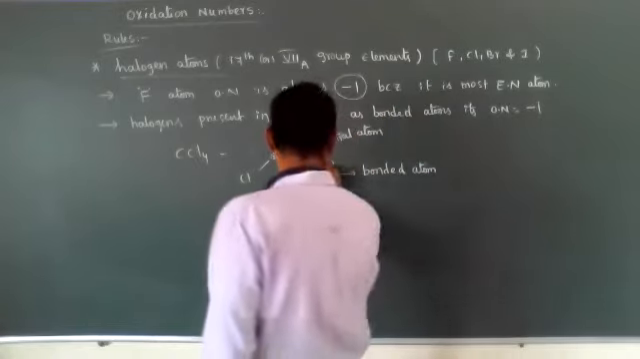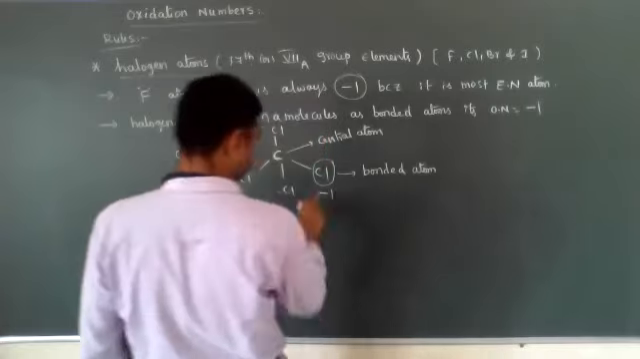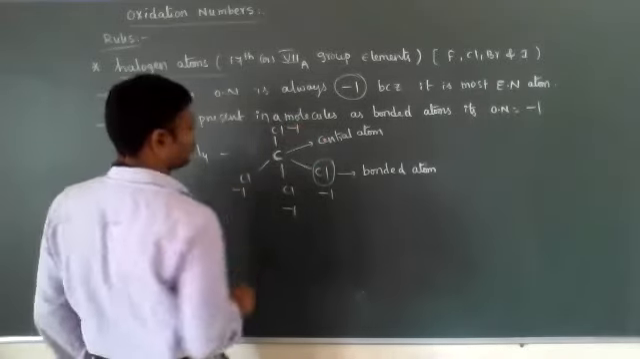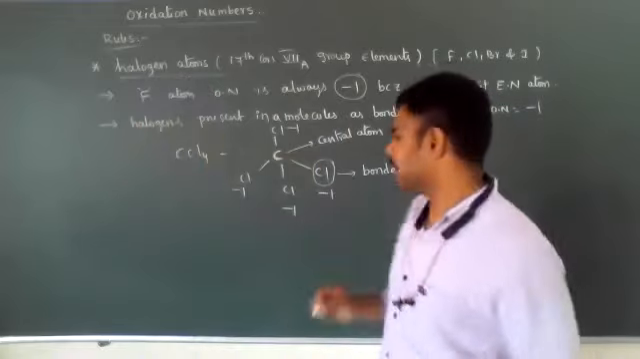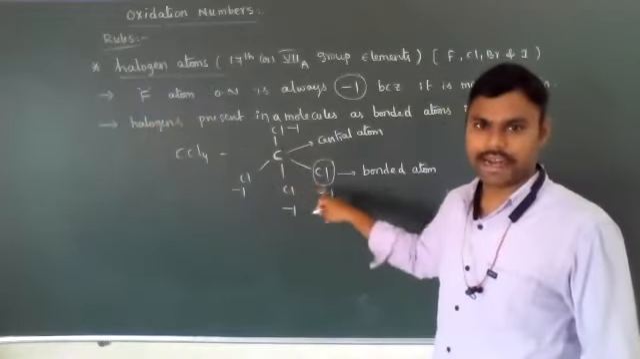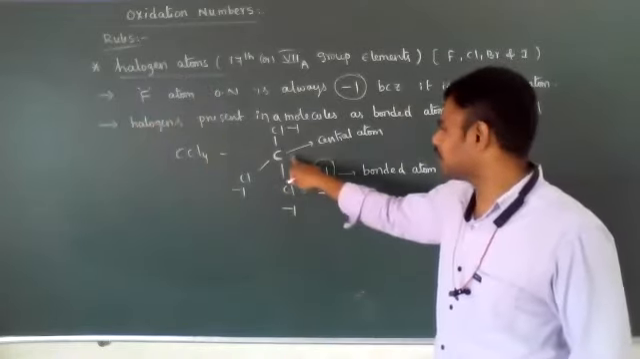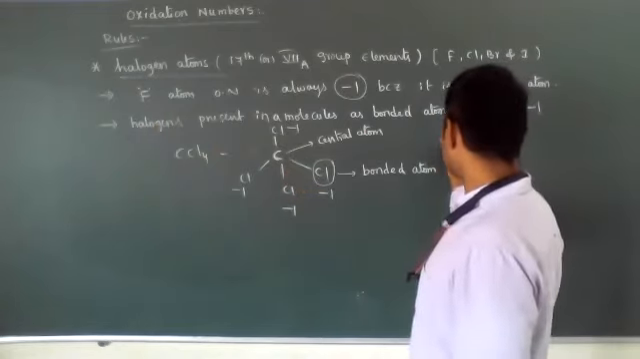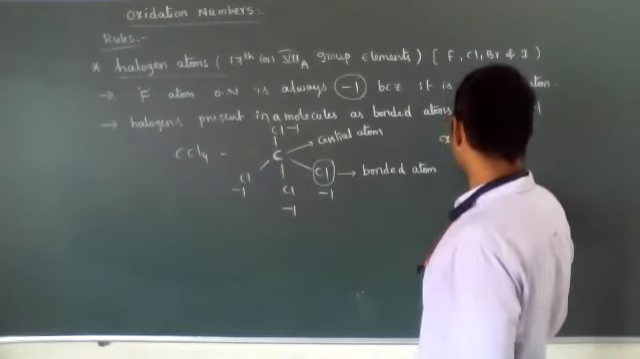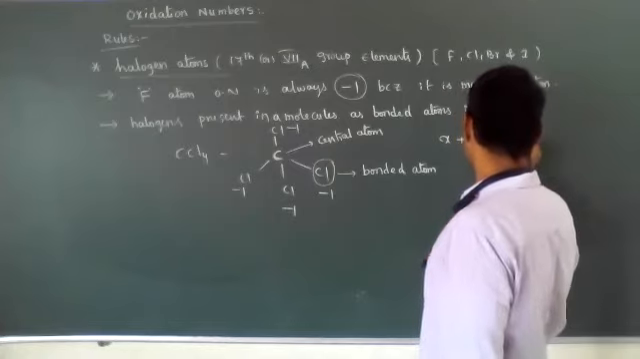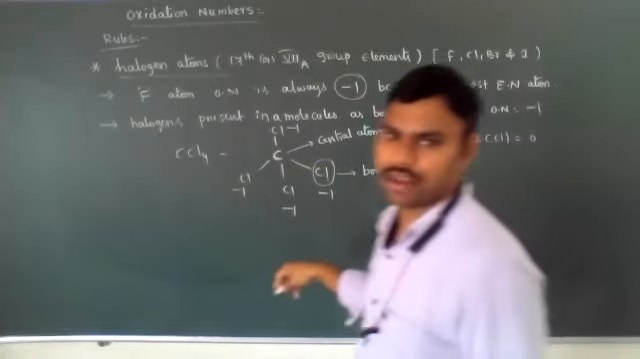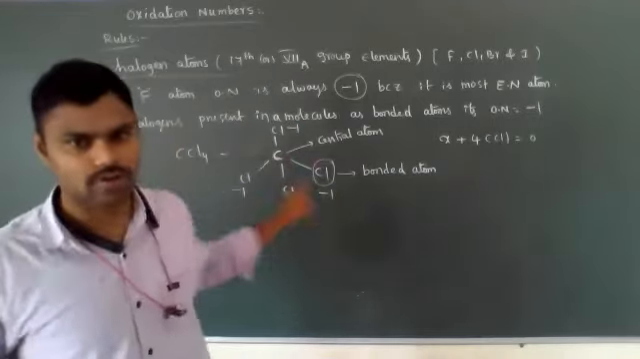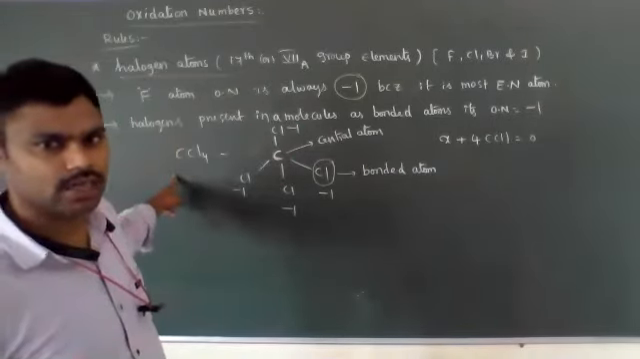Then their oxidation state is always -1. This chlorine is -1, this chlorine is -1, this is -1, this is -1. So total 4 chlorine atoms are present. Each chlorine atom oxidation state is -1. Central atom is carbon. That oxidation state we need to calculate. So let carbon oxidation state be x plus 4 chlorine atoms. Then the sum of the oxidation states of all atoms present in a molecule is equal to 0, because the molecule is neutral, there is no charge.